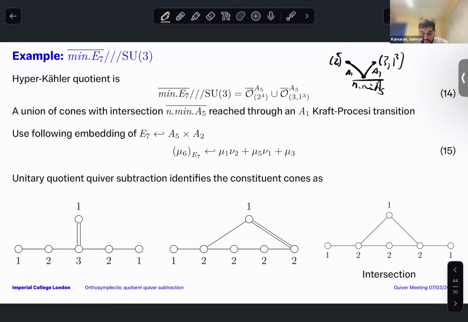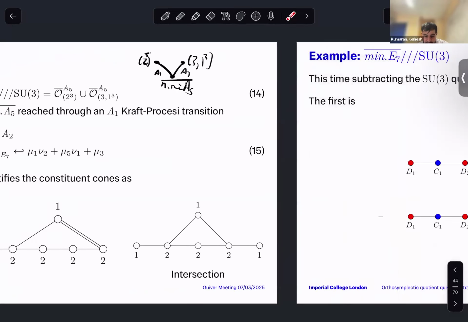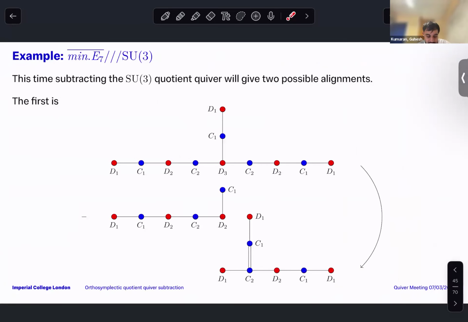Okay. If I do unitary quotient quiver subtraction, I will find these three quivers. This one corresponds to the 2 cubed. This one is the 3, 1 cubed, and this one's the next to minimal A5. And this is just the intersection. Okay. Let's see what the orthosymplectic quiver gives us.